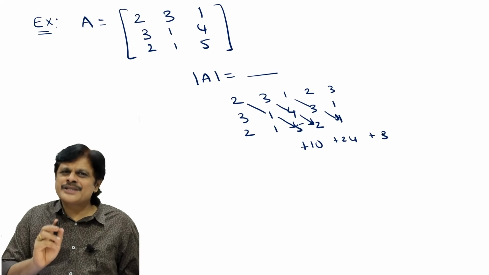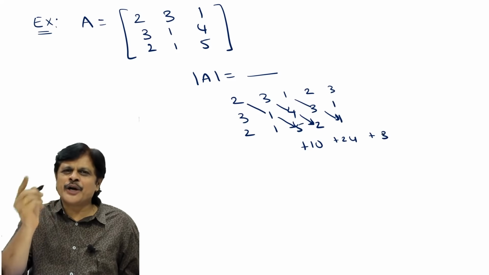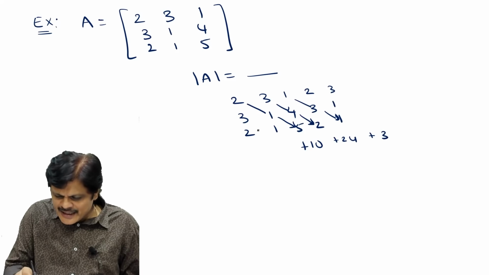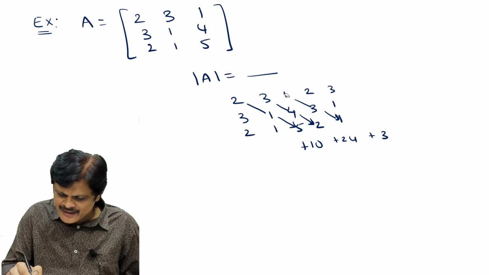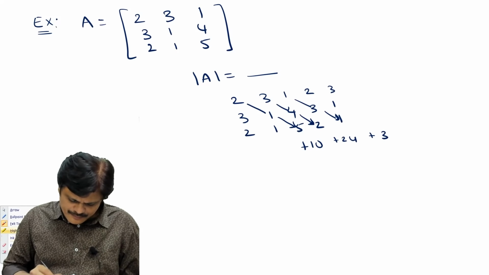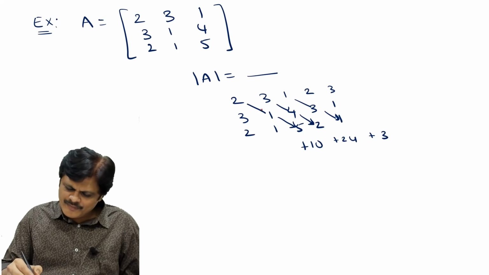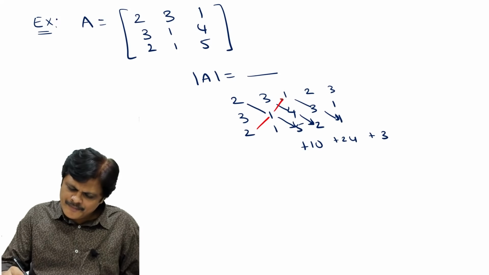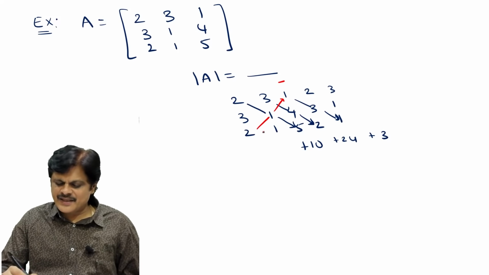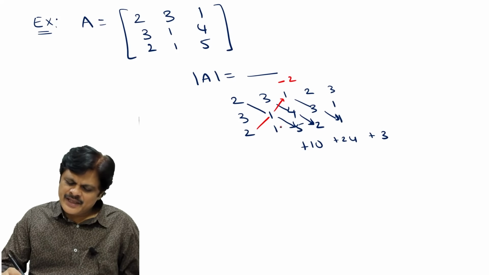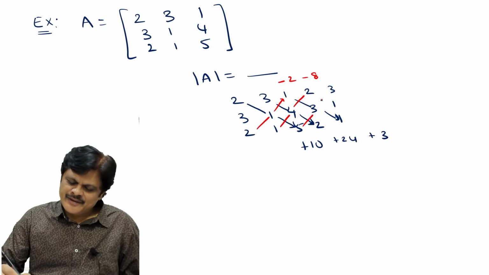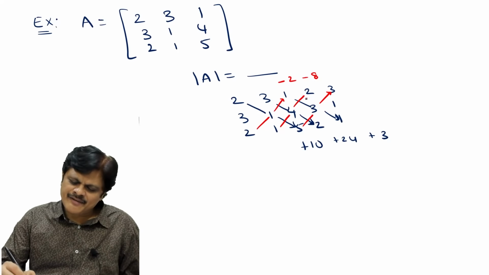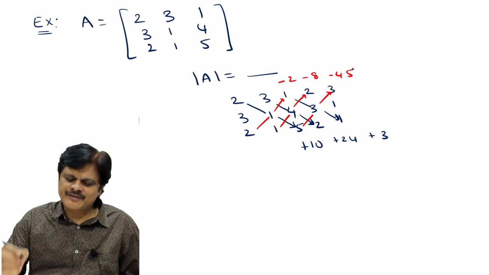Now you take arrows in the reverse direction, and whatever answer you get, you put a minus sign for that. See the three reverse diagonals like this. We use a different color for this. Whatever answer you get, you put a minus sign: 2, that is minus 2. Next, take the adjacent diagonal: 1 into 4, 4 into 2, minus 8. Then 5 into 3 is 15, 15 into 3 is 45, and the sign is minus 45.